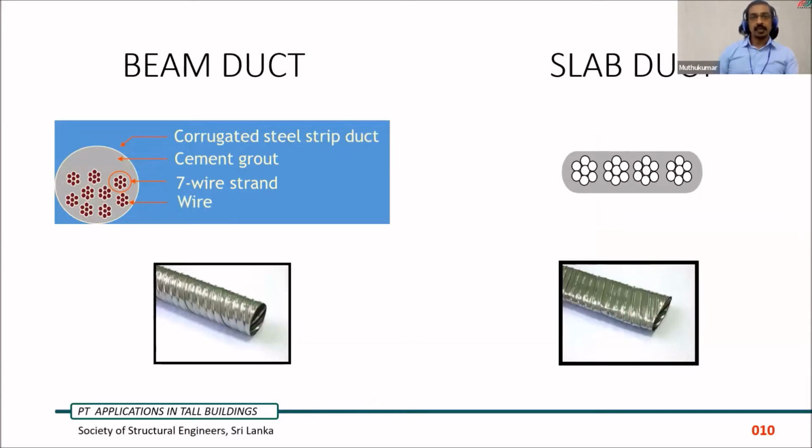For slabs, normally up to 300 to 350 mm thickness, we use a slab duct, which is normally used for regular high-rise buildings. For beams and girders, as well as for special applications, we use a duct with higher strand capacities. A normal strand is encased with cementitious grout within a duct strip, which is corrugated to have better bond, and there will be a 7-wire strand. Each and every strand is 7-wire, and this is the general configuration of components inside the duct.